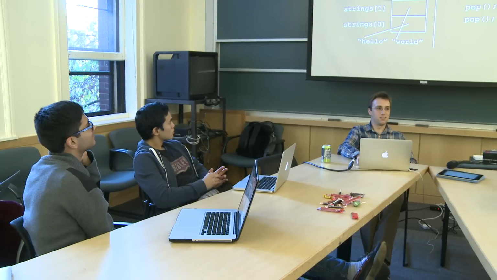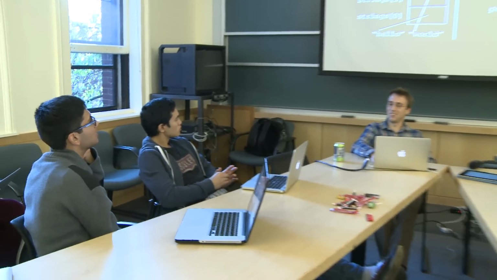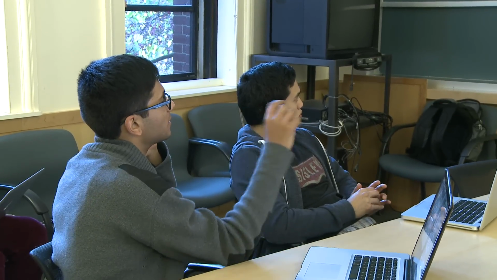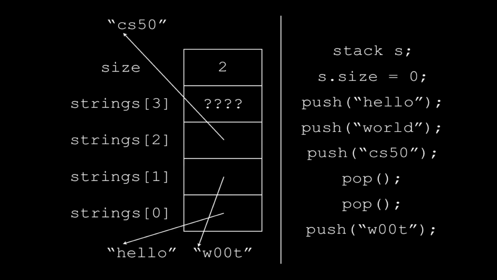And then what happens when you push something again? Yeah, so when you push something again, where does it go? Where does it go, Basil? Into strings 1. Right. Why doesn't it go into strings 3? Because it forgot that there was information in strings 1 and 2. Exactly. Our stack essentially forgot that it was holding on to anything in string sub 1 or string sub 2. So when we push woot, it just puts that into the element at string sub 1.